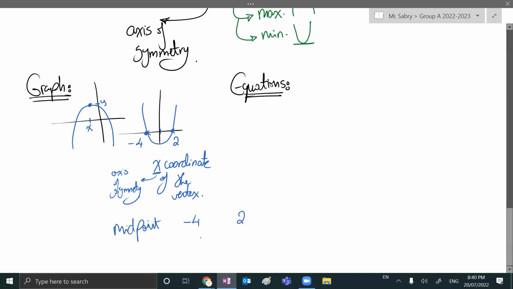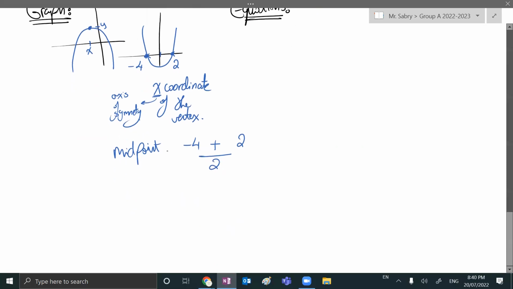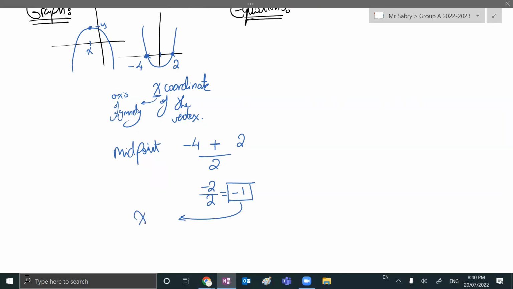Now, how do I get the midpoint between any two things? I add them and I divide them by 2. So in order to get the midpoint between any two numbers, I just add them and divide by 2. So this will come out as -2/2, which is -1. This is the x coordinate of the vertex. My vertex will have -1 on the x. I don't know what the y coordinate is, and I don't care for that one in this question, but I could easily find the x coordinate using this idea. Does this make sense?